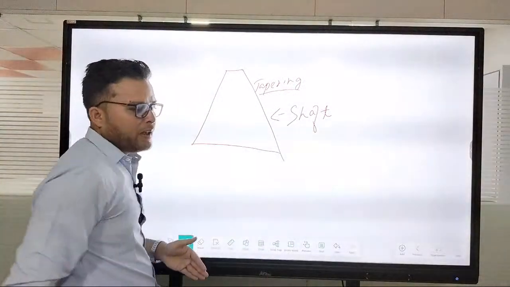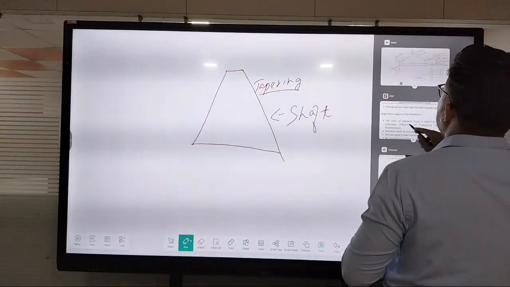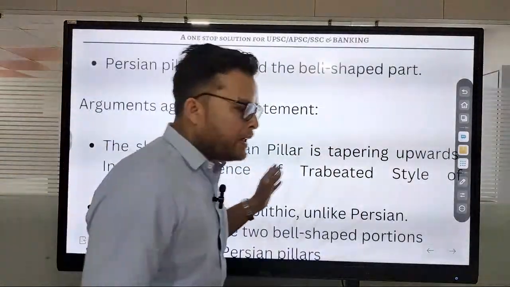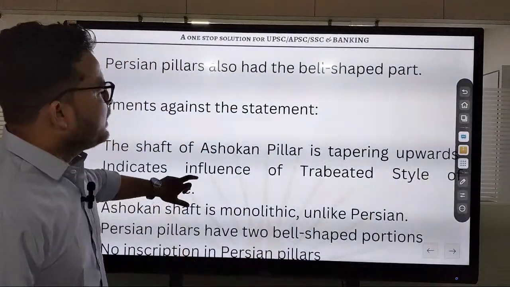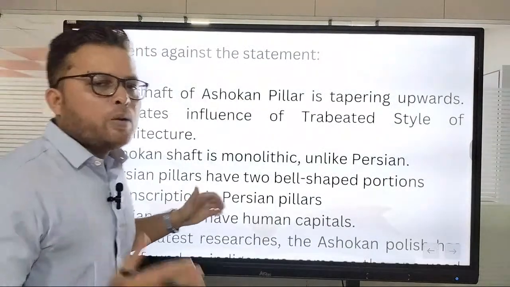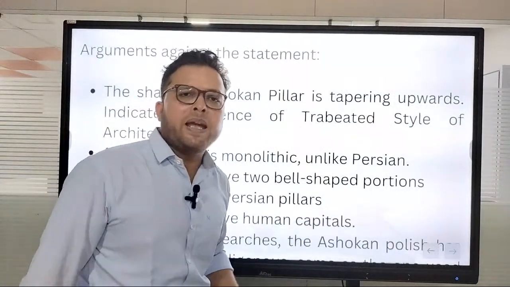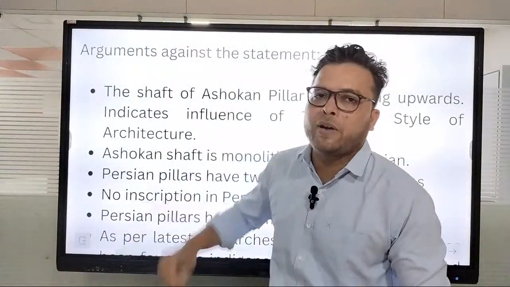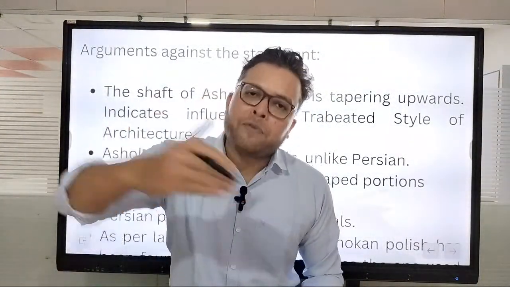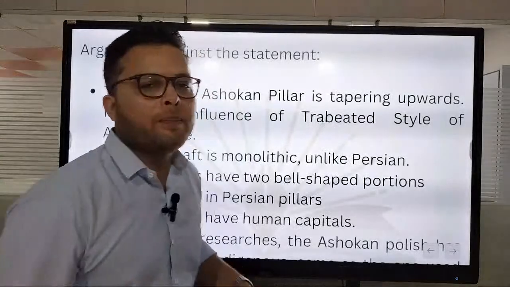Now what was the argument against it? The shaft of the Ashokan pillar is tapering, like I showed you, it is tapering upwards, but the Persian pillars do not have this style. They do not taper, they do not become thinner as they move upwards. Basically we are now finding out the differences, and luckily differences outweigh the similarities by far. Differences are much more, similarities are very few. And this is difference number 1.